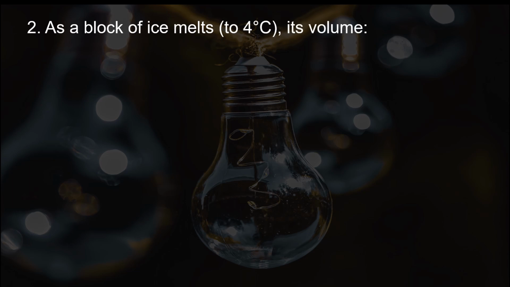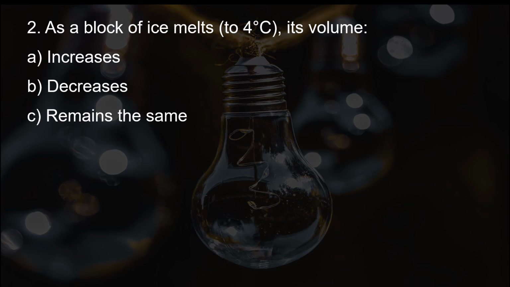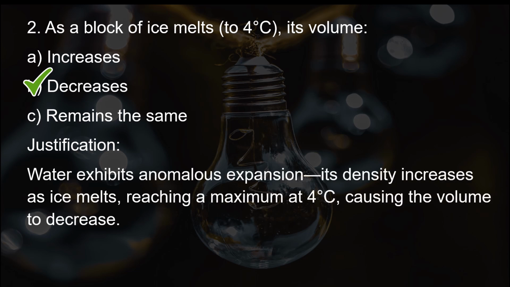Question 2. As a block of ice melts to 4 degrees Celsius, its volume: A, increases, B, decreases, C, remains the same. Justification: water exhibits anomalous expansion; its density increases as ice melts, reaching a maximum at 4 degrees Celsius, causing the volume to decrease.